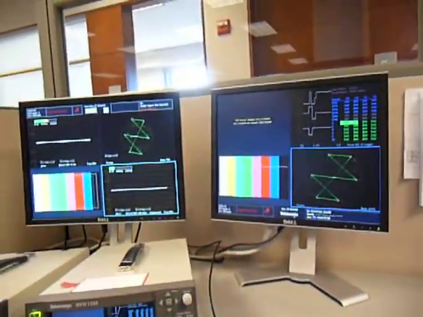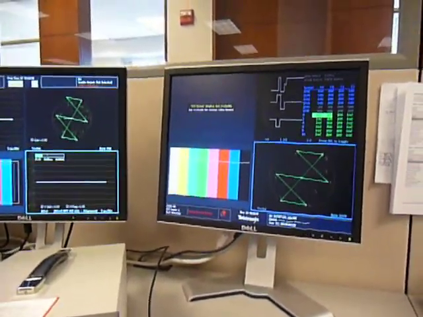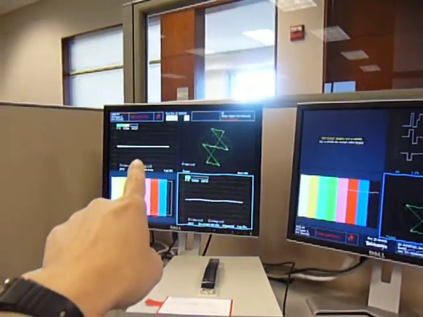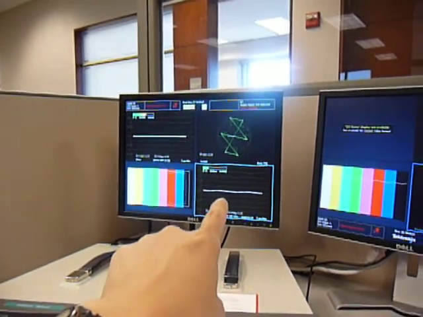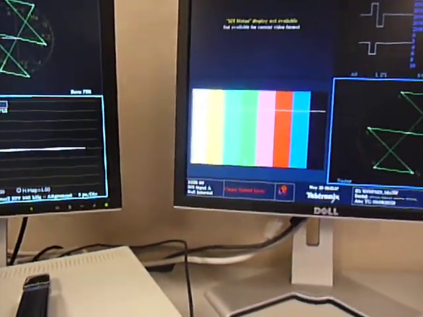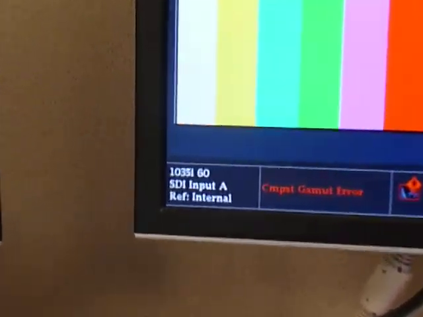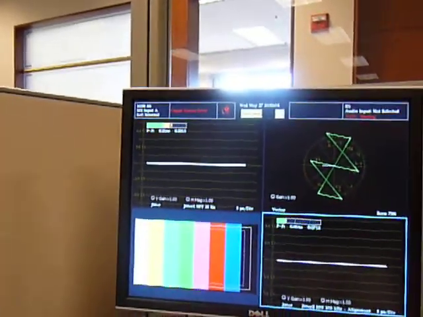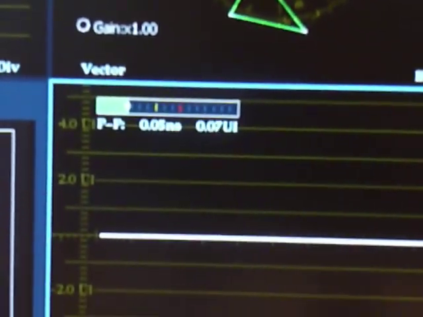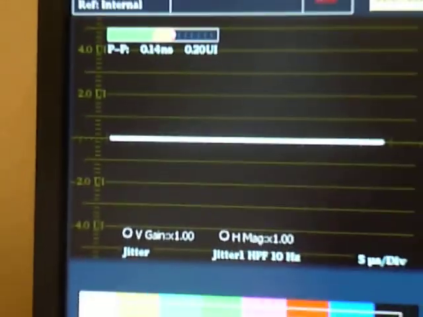Right now, we are set at HD mode. So what you can see is we cannot measure jitter here, but we are measuring jitter on the second monitor here. The current standard is HD 1035i, 60 frames per second. The alignment jitter is 0.07, and the timing jitter is 0.20.